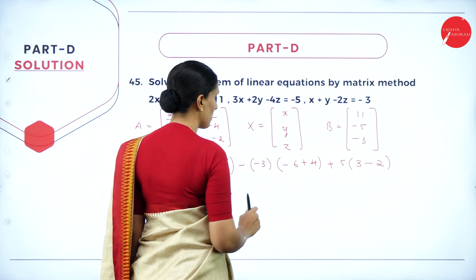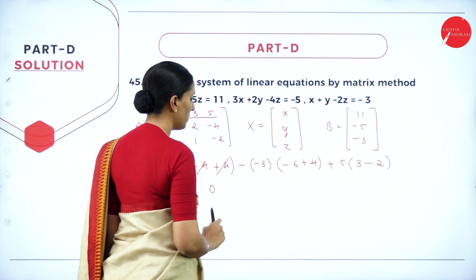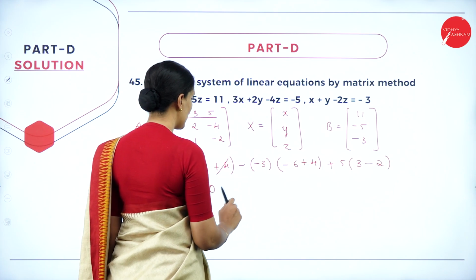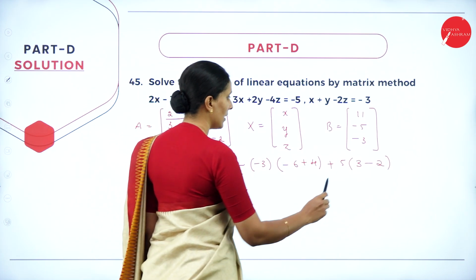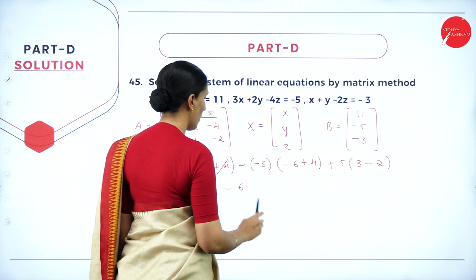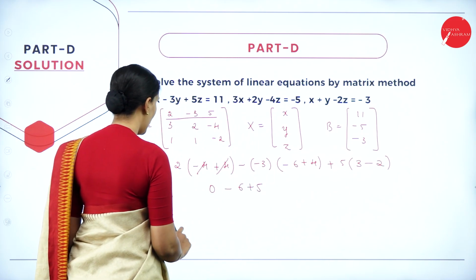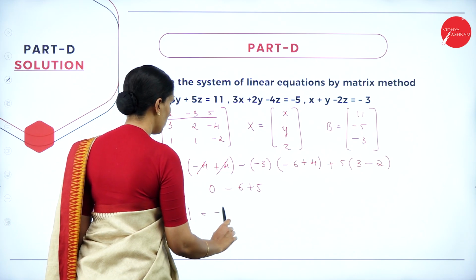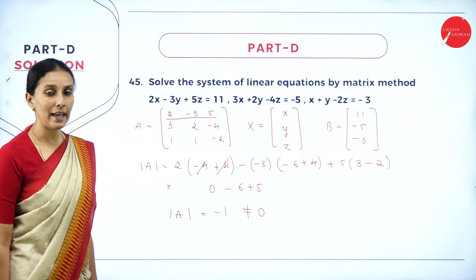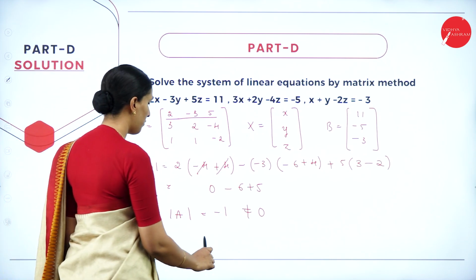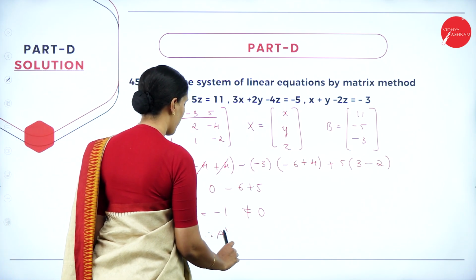Minus 6 plus 4 is minus 2. Minus 2 into minus 3 is minus 6. So overall we have 3 signs here, so it is minus 6. Next we have 3 minus 2, 1 plus 5. So we are getting determinant A is equal to minus 1, which is not equal to 0. That means the matrix A is non-singular, so therefore A inverse exists.